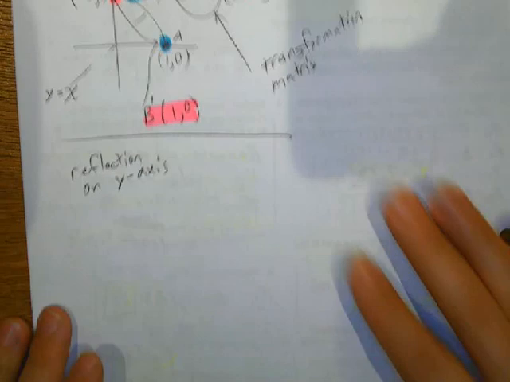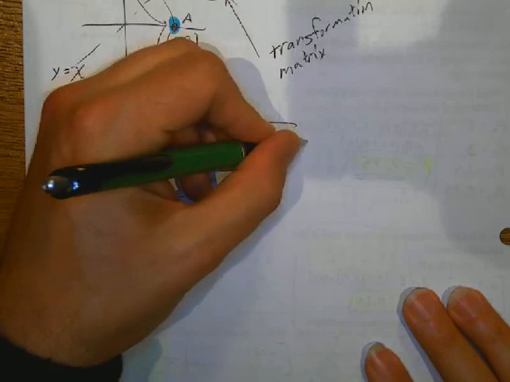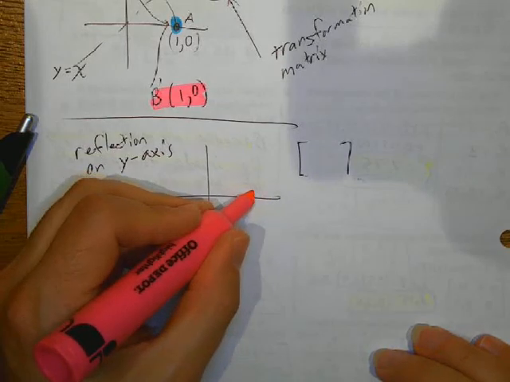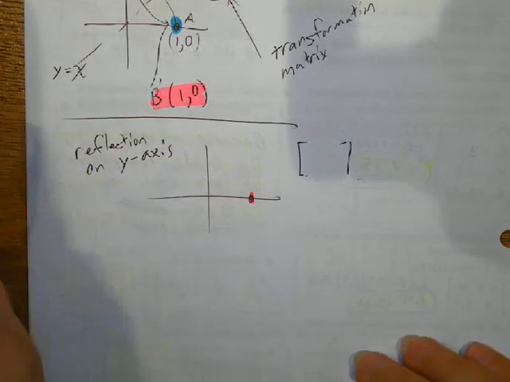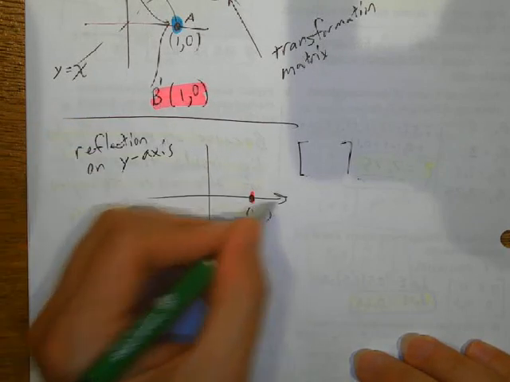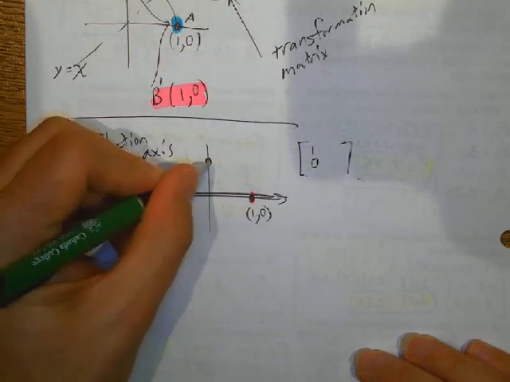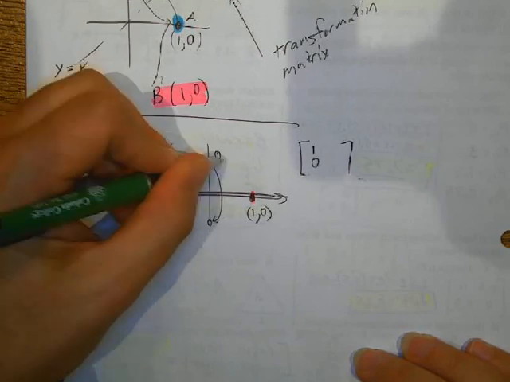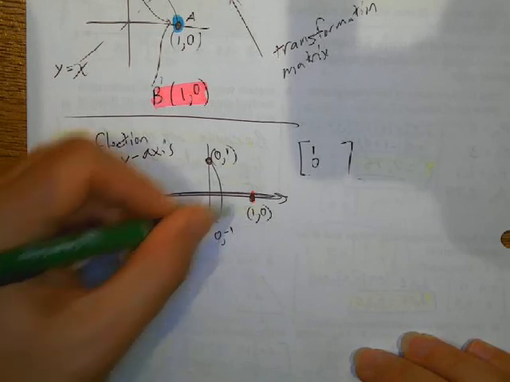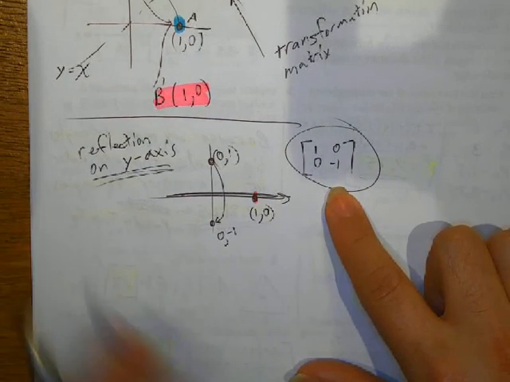Okay, so if I'm reflecting on the y-axis, that means this point here, 1, 0. If we're reflecting on this line here, this is going to stay the same, 1, 0. And this one here is going to go down here. So instead of being 0, 1, this is going to be 0, -1. So this is reflecting on the translation, reflecting on the y-axis.